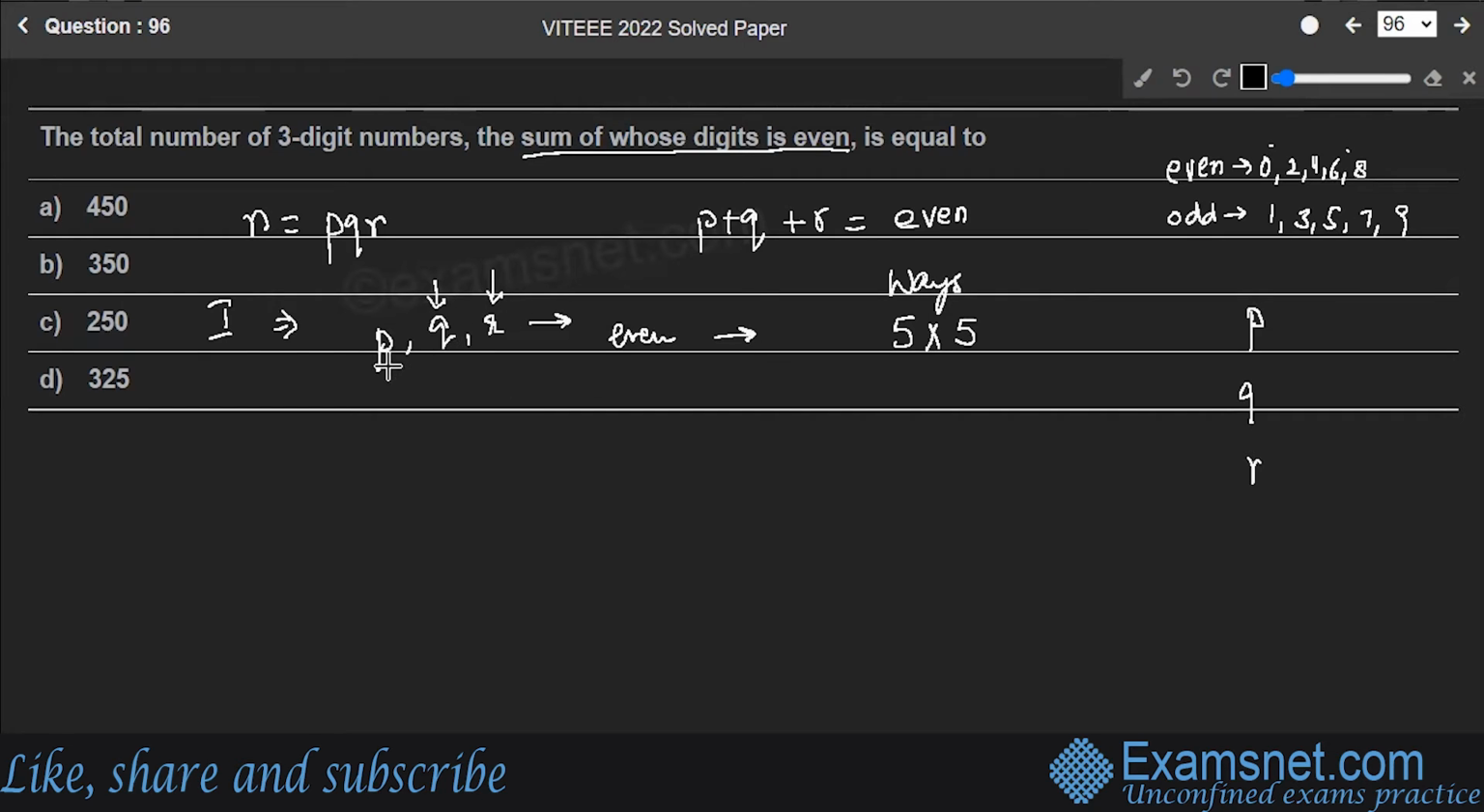Now, P cannot have a 0. Remember this, because it's a 3-digit number, P cannot have a 0. So possible ways for P are 2, 4, 6, 8.